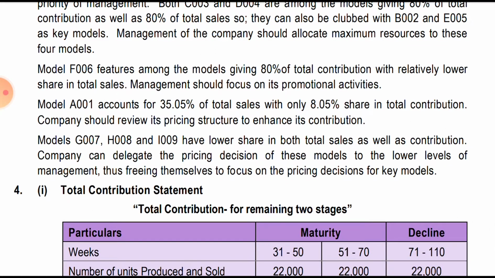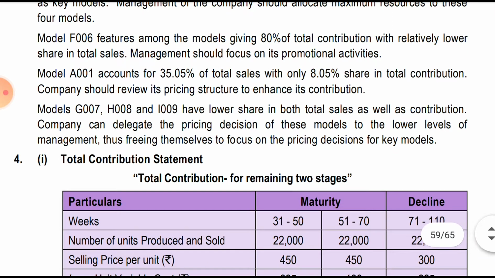Models G7, H8 and I9 have a lower share in both the sales as well as the contribution. The company can delegate the pricing decision of these models to the lower level of the management, thus freeing themselves to focus on the pricing decisions for the key models. So they would be only focusing on the key models. The top management won't take decisions for this low contribution, low sales product, but can delegate it to the lower level management.